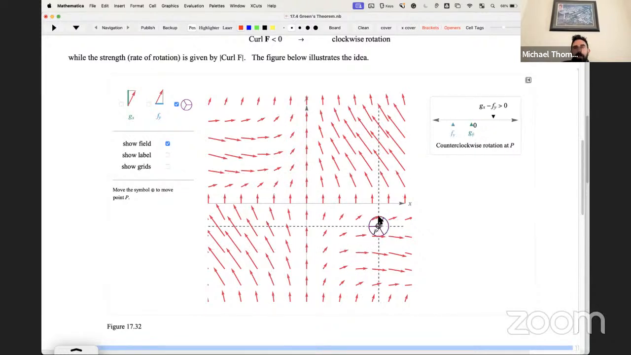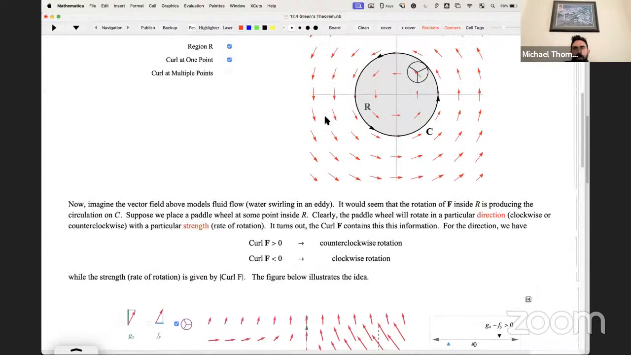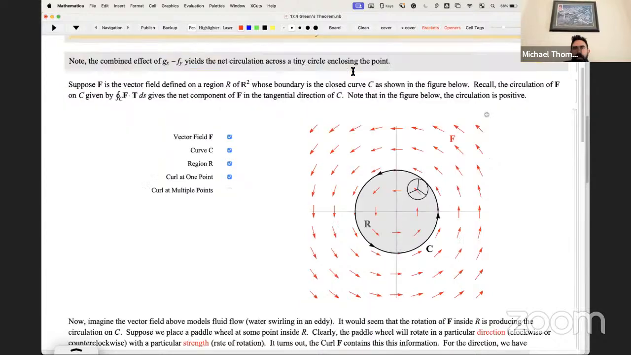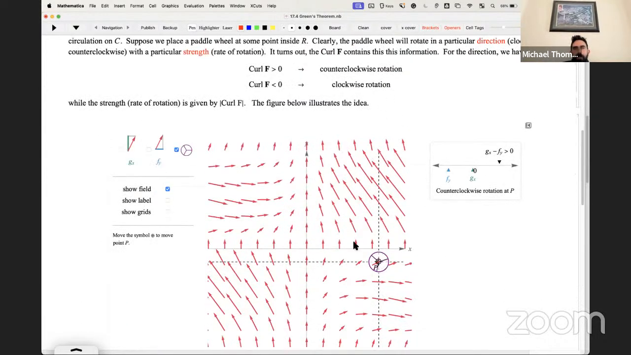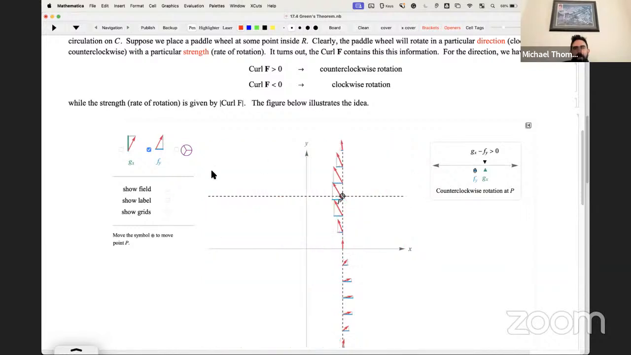And if the curl is positive, then you'll have counterclockwise rotation there. Is that okay? Do you guys have any questions on that? It's just a way to have some intuition as far as what the curl is. But the formula is right here. You're just going to use the formula. If you're interested in knowing what's happening under the hood with gx and fy, I'll do one of them.